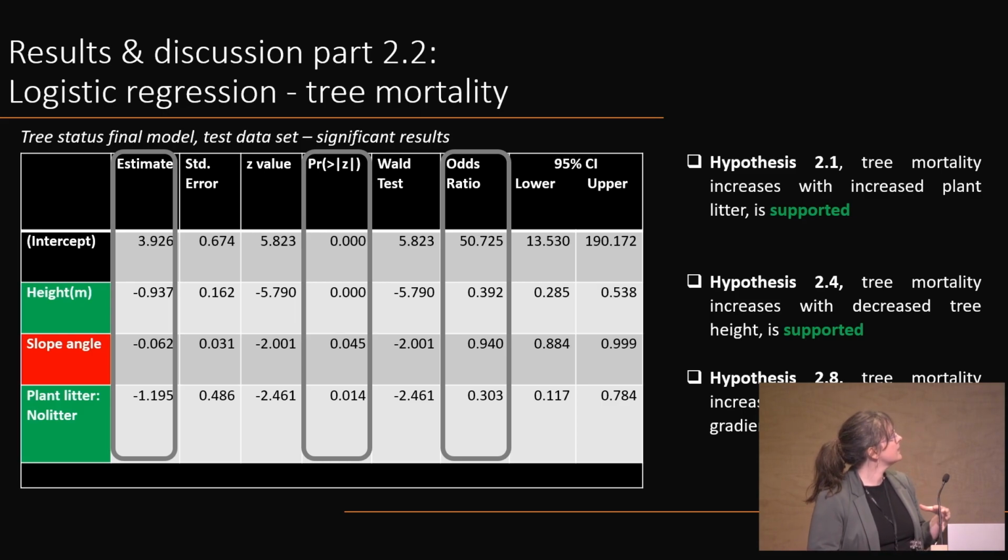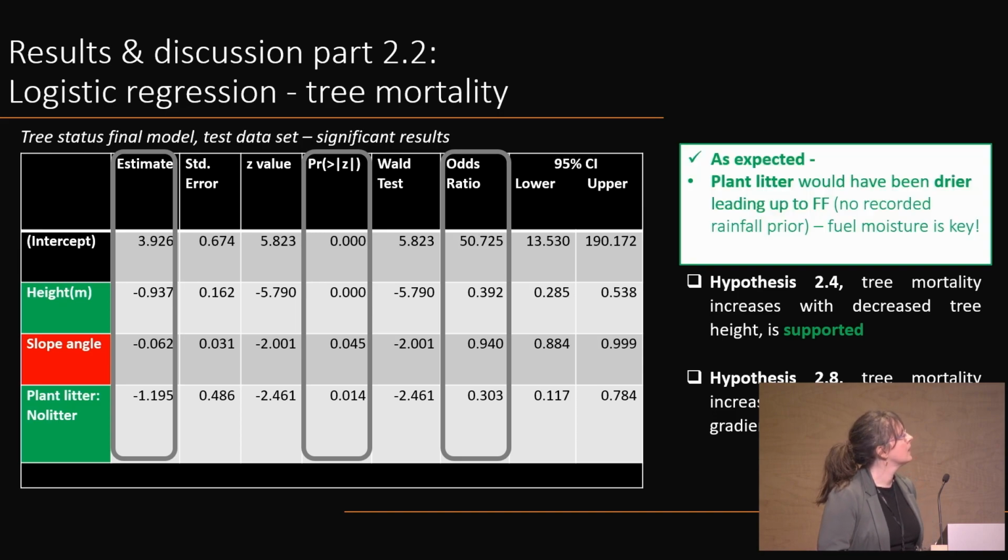For the tree mortality model, hypothesis 2.1 was supported. That is to say, tree mortality increased with increased plant litter. Plant litter at the time of the fire would have been a lot drier. And also since there was no rainfall, it's important to note that fuel moisture is key for fire ignition.